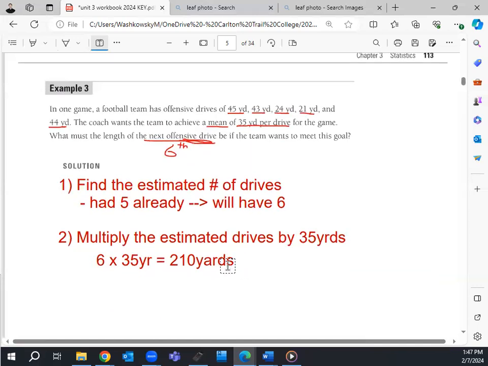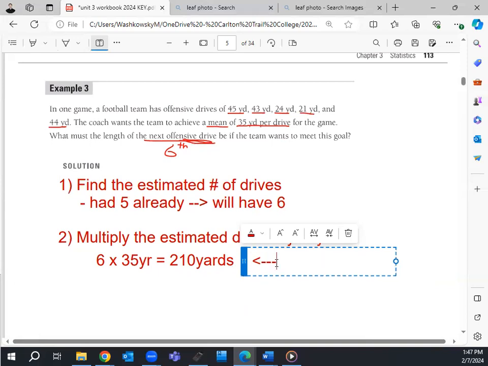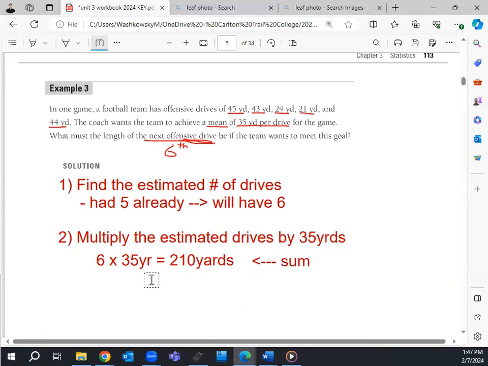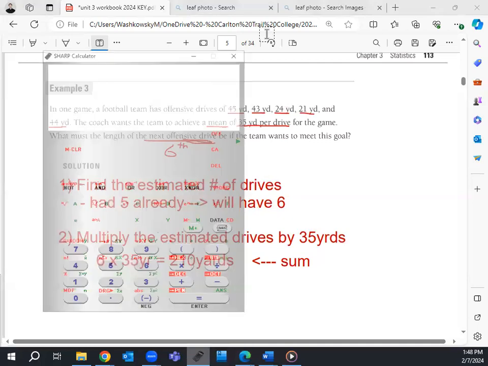So I figured out the total he needs. This is the sum. So I have found the total sum of what he needs to have. So how could I problem solve this now? You would add up all those yards together, and then you would do 210 minus those yards.